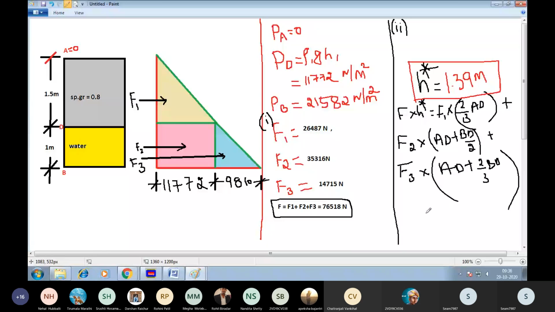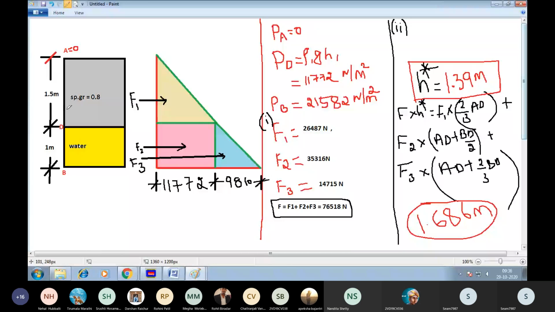Because in the textbook they have given 1.686 meter. Kindly check it and tell me. No, ma'am, 1.39, ma'am. 1.39 you are getting? Yes, ma'am.